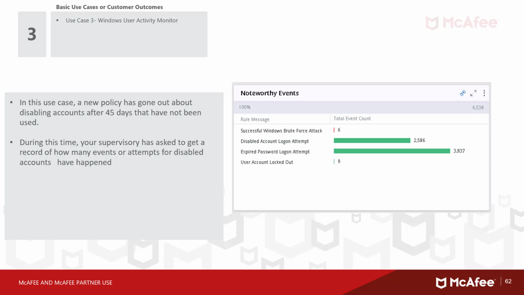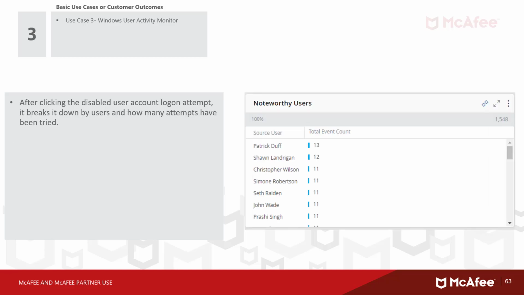As you can see on the right hand side under noteworthy events, the disabled account logon attempts is 2,586. It gives a quick, presentable, usable display for the admins, and they in turn can easily report those numbers to their security manager quickly and reliably, as all this data comes in.